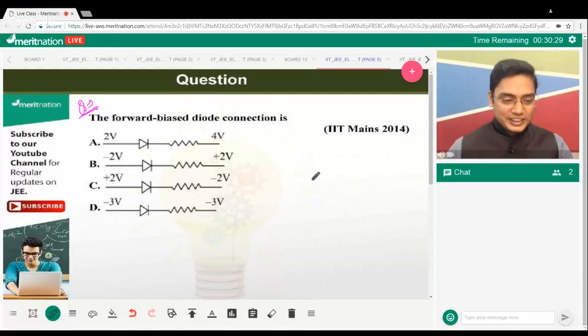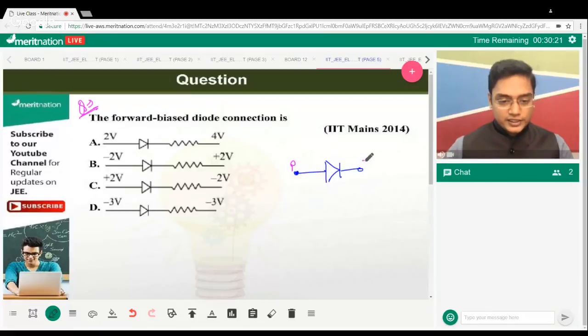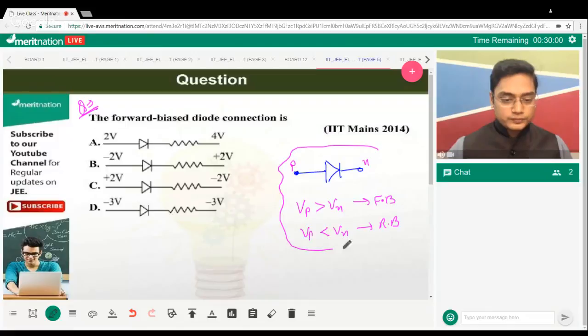Anushka, A. Let's check. If we have a diode, method number 1, you have to check if this is the P side and this is the N side, right? So if the potential of P is higher than the potential of N, the diode will be in forward bias. And if the potential of P is less than the potential of N, this will be in reverse bias.